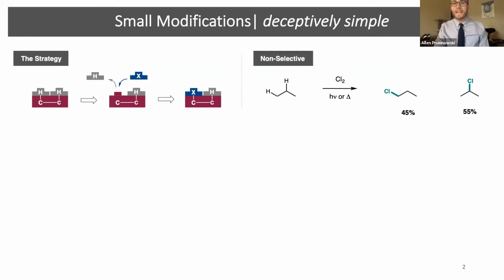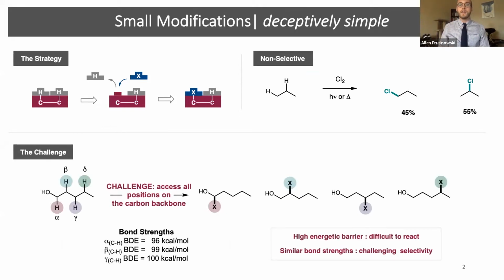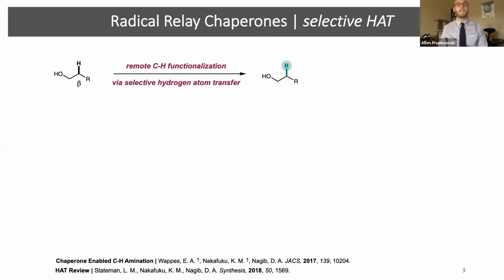All right. So when we think about this in the realm of functionalizing alcohols through radical manifolds, we can think about breaking these CH bonds into their corresponding radicals and replacing it with a new functional group. But again, selectivity is challenging due to these relatively high energetic barriers and the similar bond strengths. But we've come up with a pretty clever way around this challenge, and we call that radical relay chaperones.